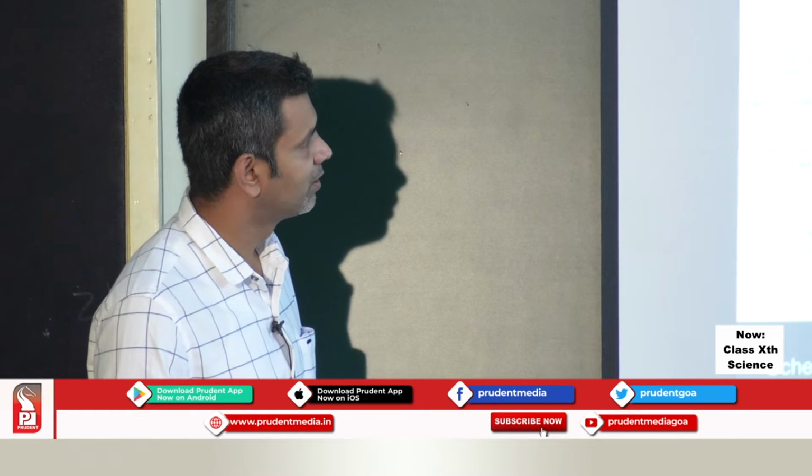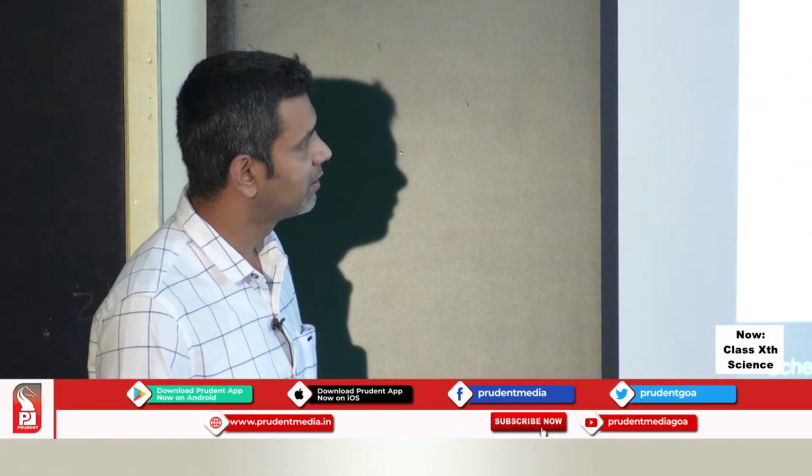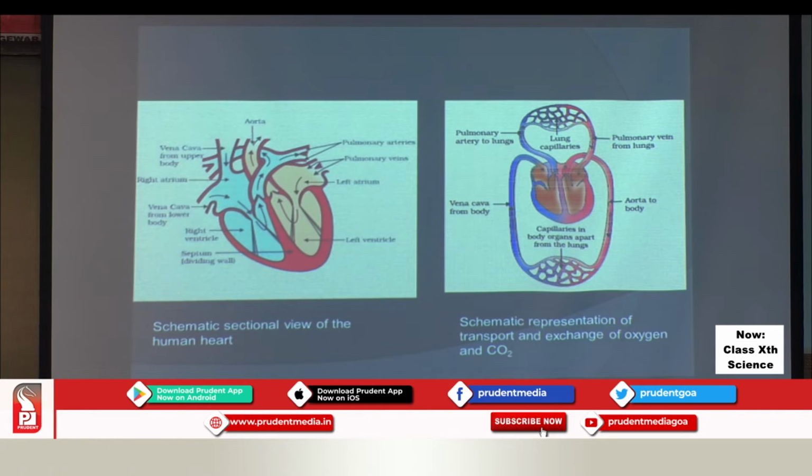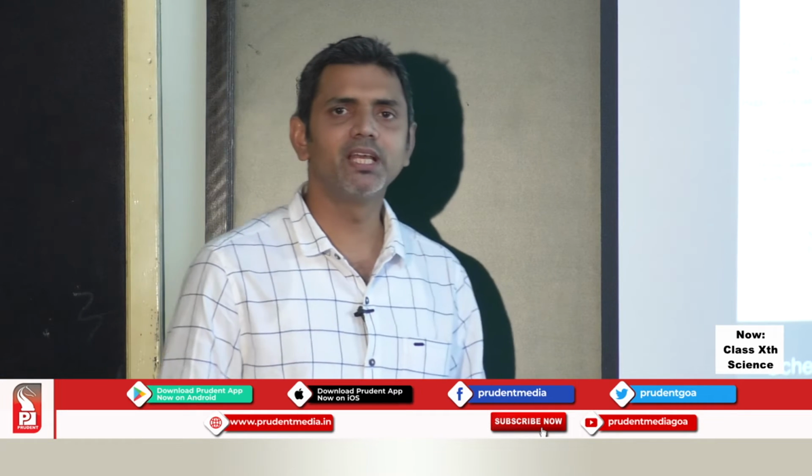Now, what happens to the oxygenated blood? Before that, we can see here valves are present. These valves play a very important role.